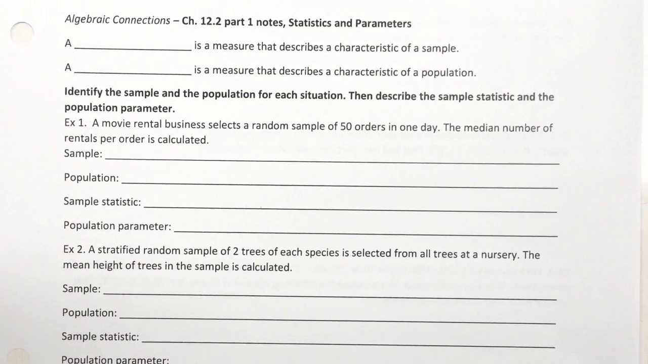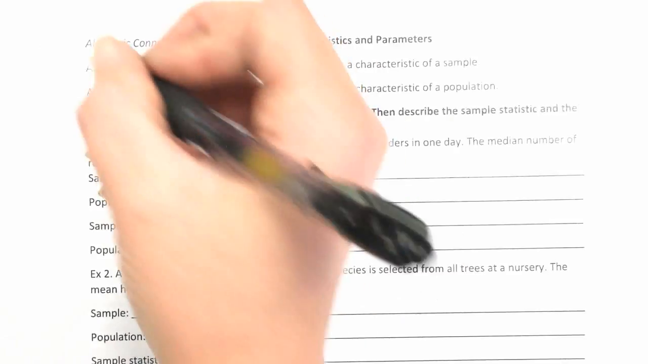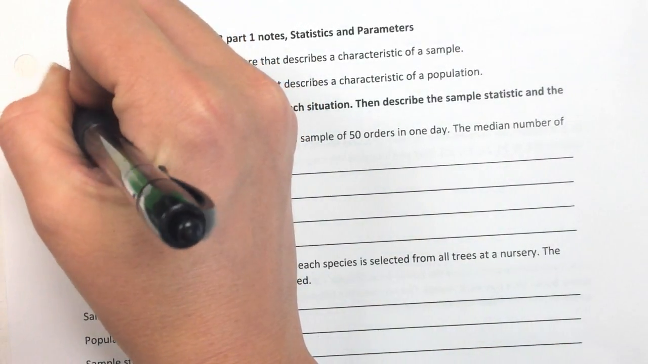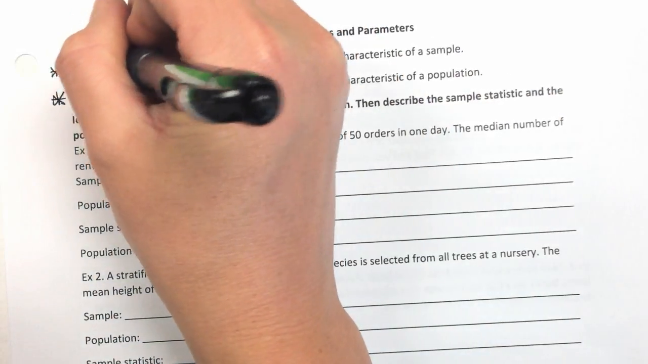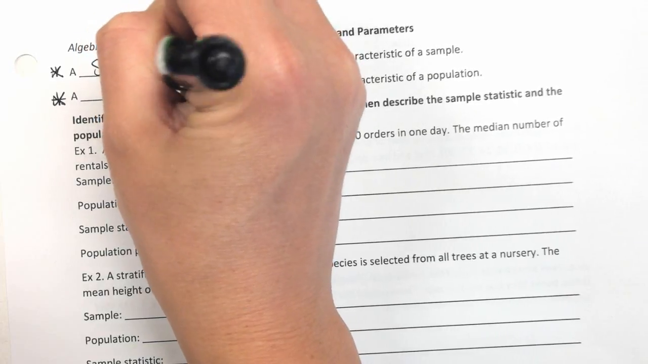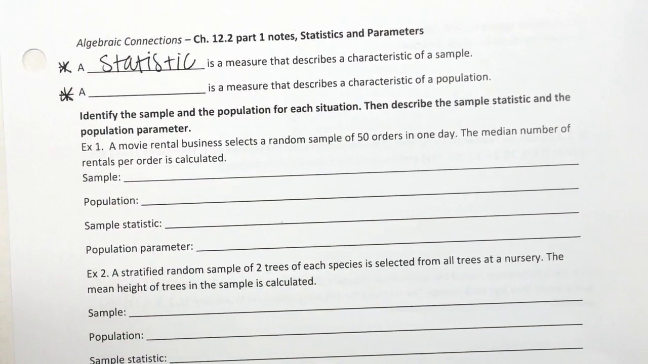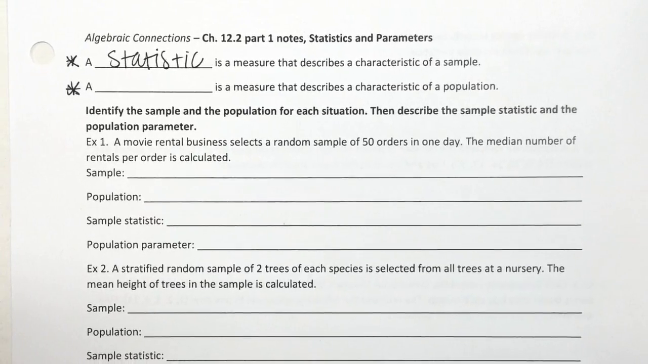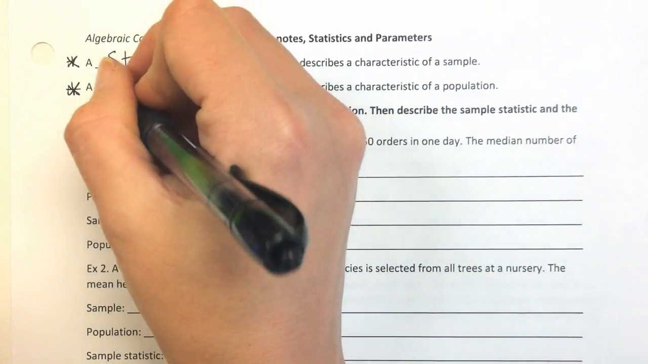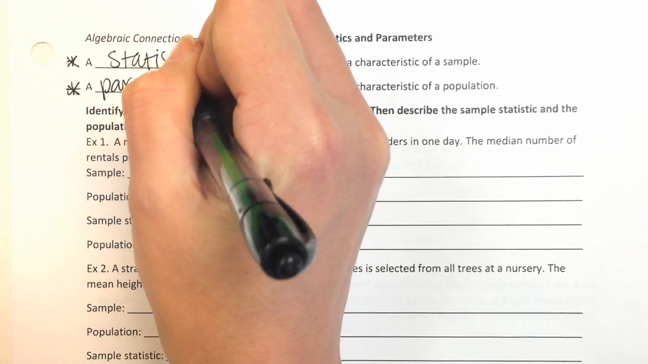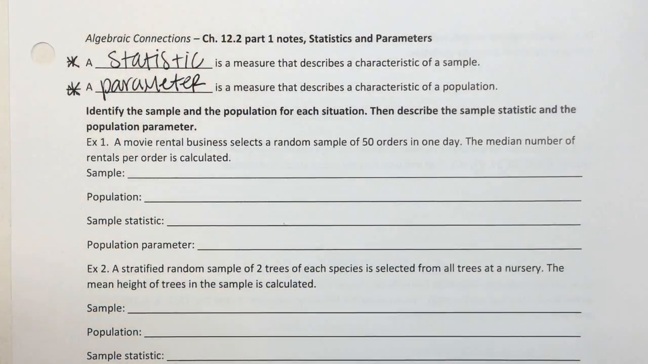Alright, put 2 stars by these first 2 blanks because those are 2 vocab words you'll need to know. The first one is a statistic. A statistic is a measure that describes a characteristic of a sample. And the next one's going to be a parameter. A parameter is a measure that describes a characteristic of a population. So statistic, sample; think parameter, population.